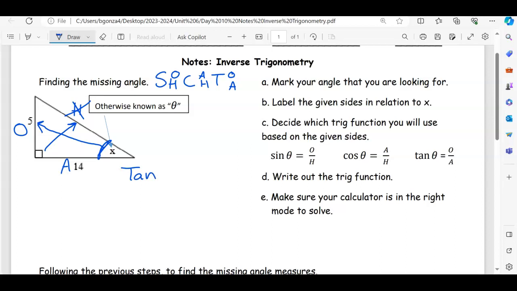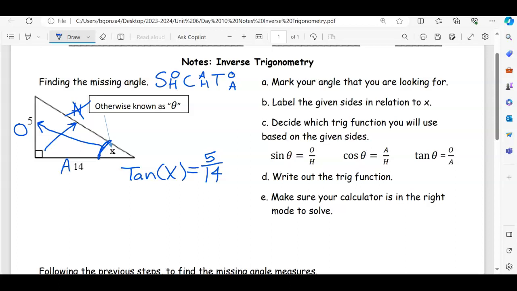Now, what's the angle that we started at? What angle did we start at? Yeah, X. There's no numbers, but that is the angle we started at. So tan parentheses X equals, and then we're going to use the fraction, TOA, O over A. So O over A is going to be 5 over 14. Okay, so we know how to set it up, but we have not solved one of these yet.